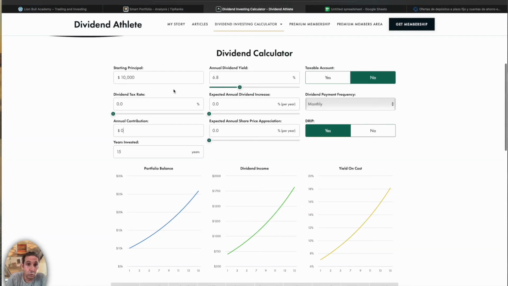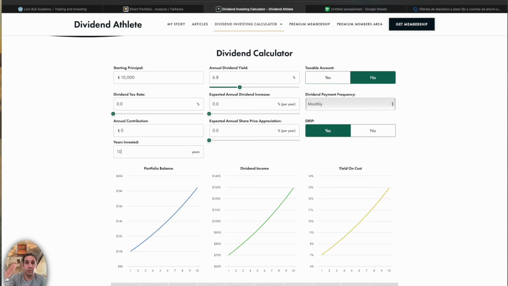Another thing I want to show you, let's say we start this portfolio with $10,000, we put no money inside, but we use the dividends to grow this portfolio over 10 years. So at the beginning of the first year we have 10,000, but at the end of year number 10 we will have 18,000. We almost double the account in 10 years. The dividend starts from $700 that we earn the first year to $1,292 at year number 10.